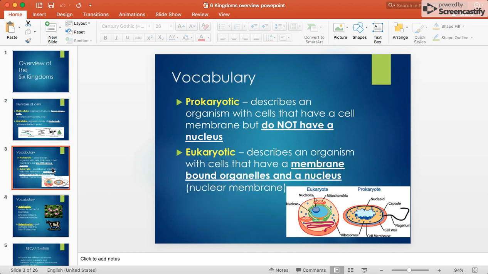Prokaryotic, eukaryotic, just to recap, we know pro means no, so no nucleus, and eukaryotic means that they have membrane-bound organelles in a nucleus, and you can see the pictures below. That should be a nice little simple recap for you on that.